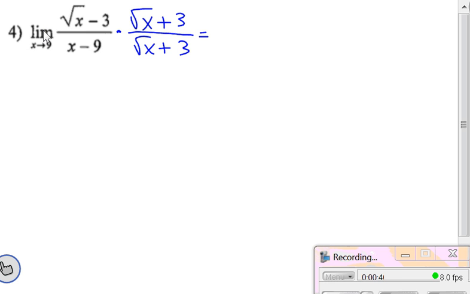So multiply by the same thing on the top and the bottom. So we're multiplying by the number 1, essentially, in blue here. And then we just have to essentially FOIL the top. Okay, so we're just going to FOIL the top. Don't FOIL the bottom.